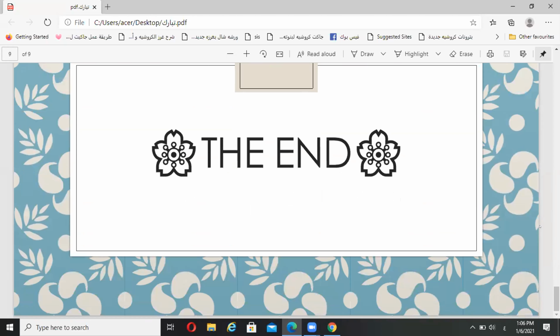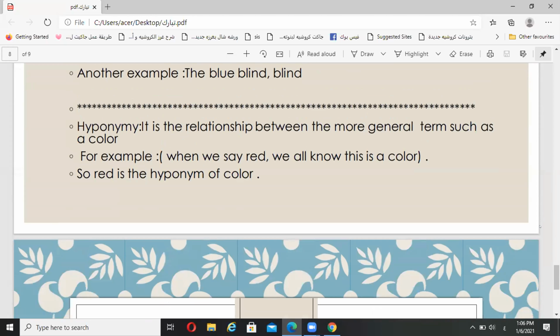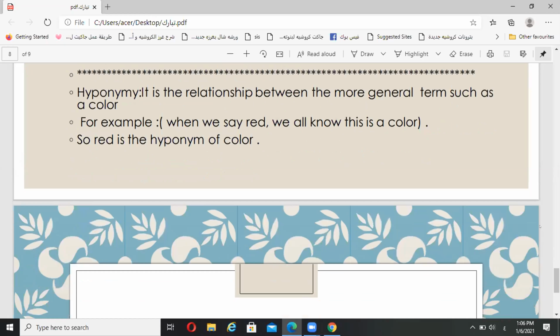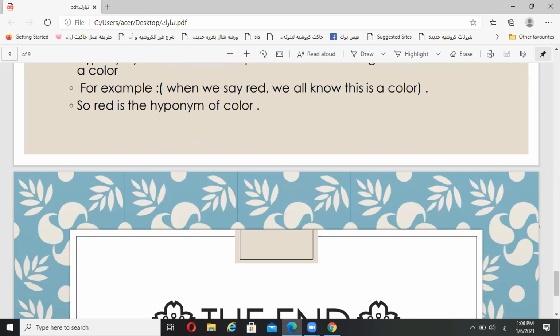And the last one, hyponymy. I'm sorry, doctor. I forgot it. Okay, hyponymy is a relation between more general terms, such as color. For example, when we say red, you all know that red is a color. So red is a hyponym of color. When we say dog or cat, you all know that dog and cat are hyponyms of animal. So it is a general term.